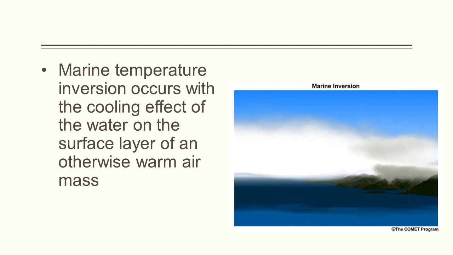Marine layer is an air mass which develops over the surface of a large body of water. The inversion is usually initiated by the cooling effect of the water on the surface layer of an otherwise warm air mass. As it cools, the surface air becomes denser than the warmer air above it and thus becomes trapped below it. Fog will form within a marine layer when the humidity is high enough and cooling sufficient to produce condensation.